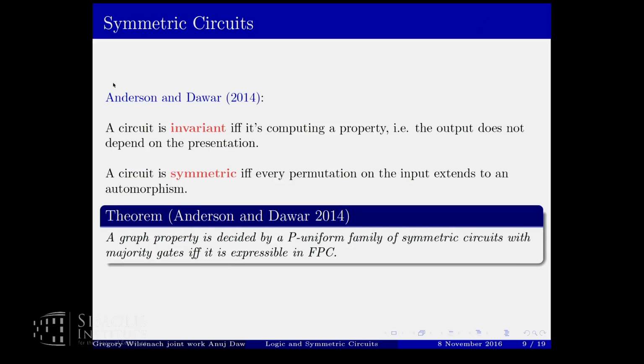And importantly, Anderson and Dawar dealt with two properties of circuits, the first being invariance. So in other words, the circuit computes an actual graph property. The second being symmetry, which is the interesting one. The idea being that every permutation of the input, and in particular the input gates, should extend to an automorphism on the entire circuit.